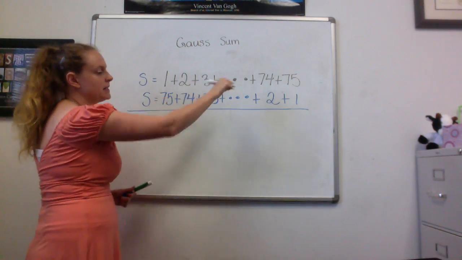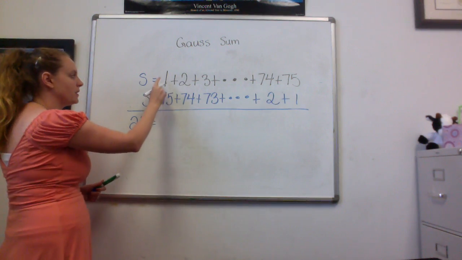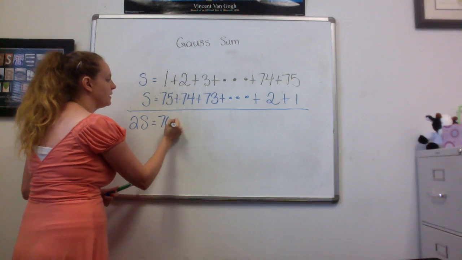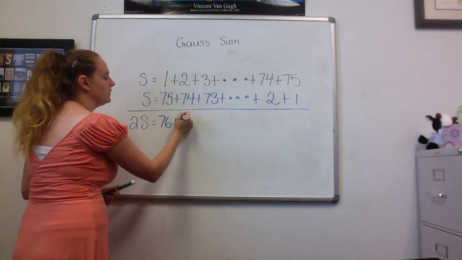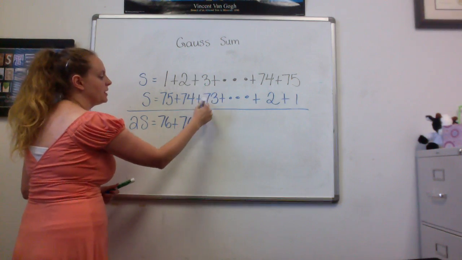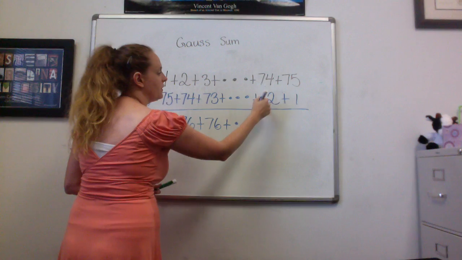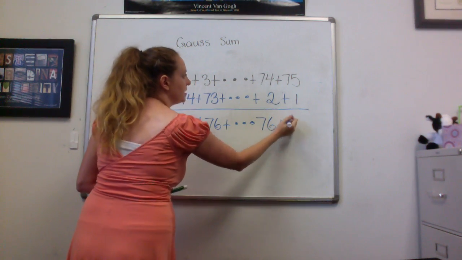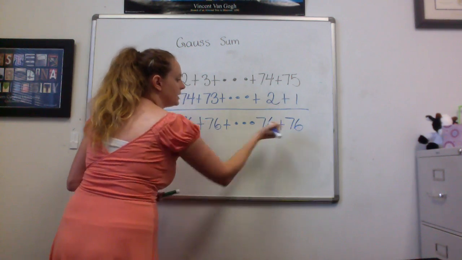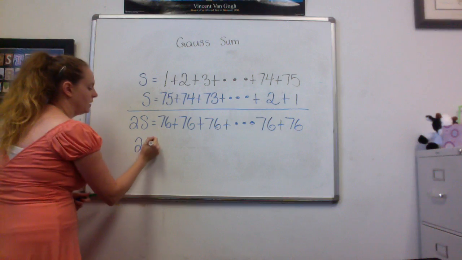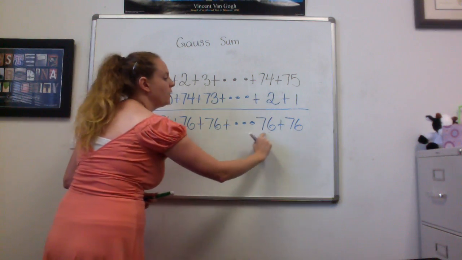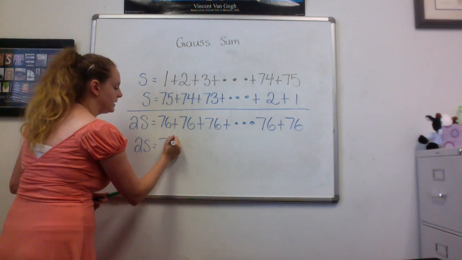And each one of my sums is going to give me 76. 1 plus 75 is 76. 2 plus 74 is 76. 3 plus 73 is 76. 74 plus 2 is 76. And 75 plus 1 is 76. So all the numbers in my sum are 76 now.